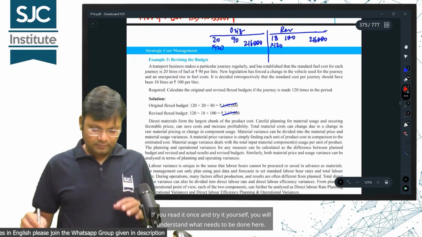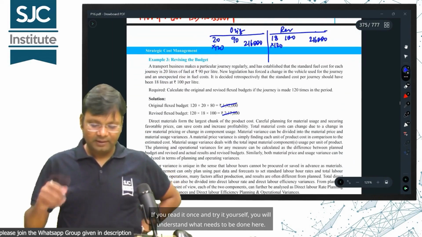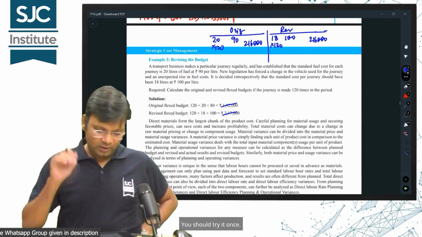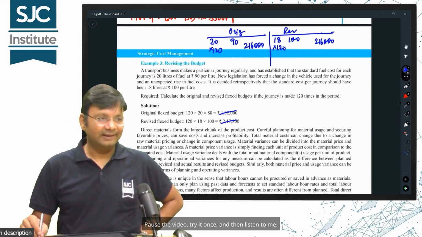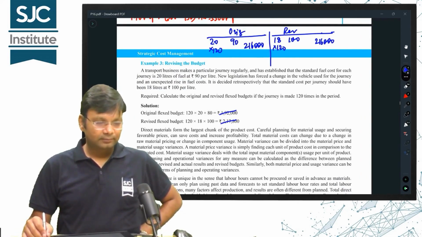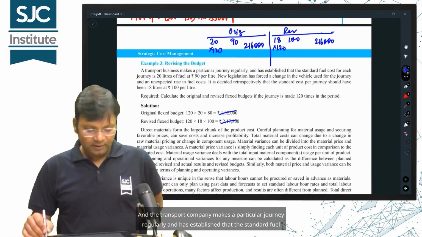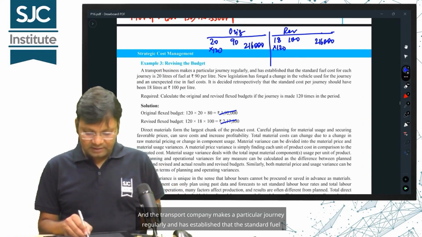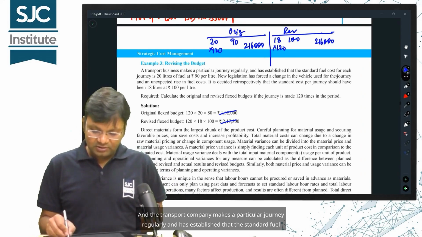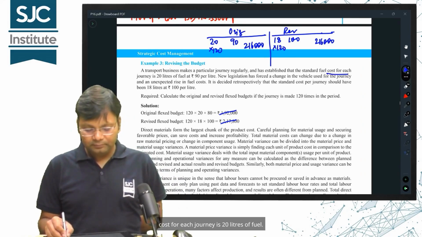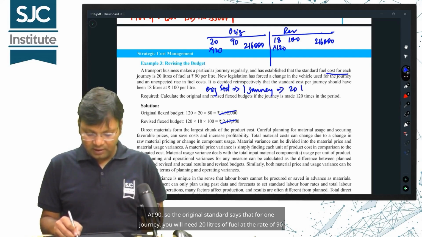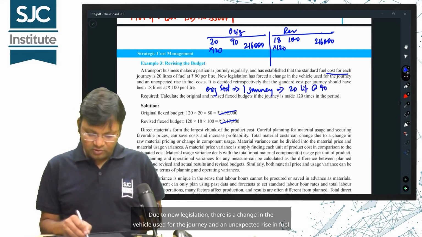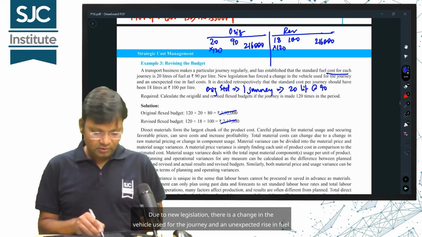Now, example 3. If you read it once and try it yourself, you will understand what needs to be done here. You should try it once. Then listen to me. Pause the video, try it once, and then listen to me. And the transport company makes a particular journey regularly and has established that the standard fuel cost for each journey is 20 liters of fuel at 90, so the original standard says that for one journey, you will need 20 liters of fuel at the rate of 90.